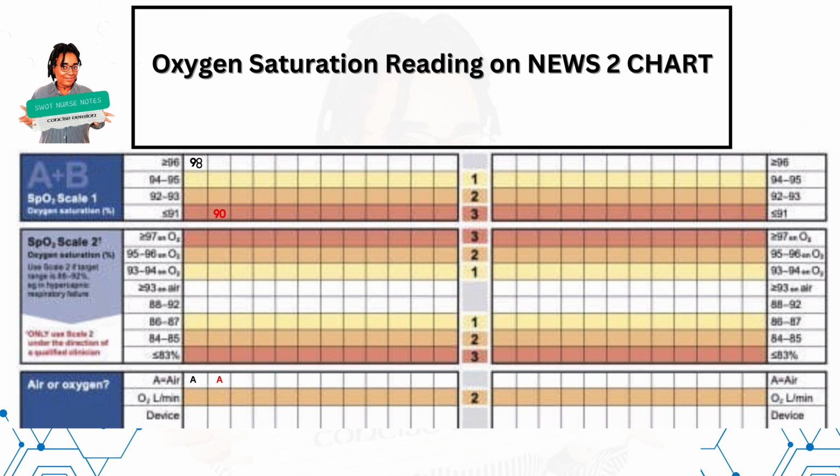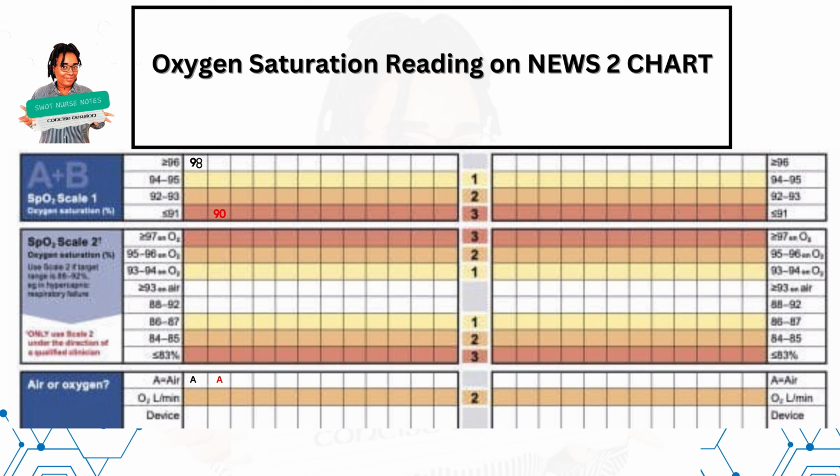Now let's use examples. Example 1. Let's say you got a reading of 98% on room air. Where would you write this finding? As seen on the chart in black, you would write it in the section, row, of greater than or equal to 96%. Why? Because 98% exceeded the range of what the chart states.